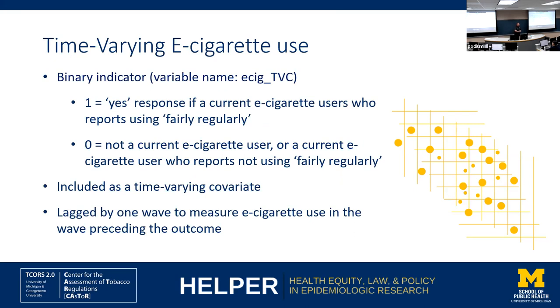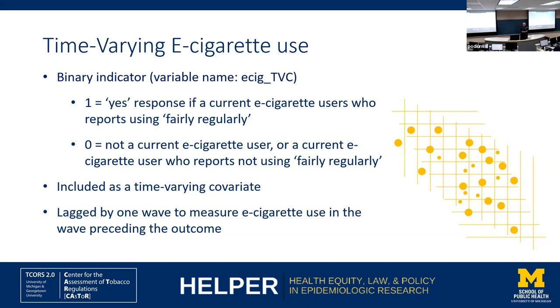The time-variant covariate I'm going to use is e-cigarette use. I'm just going to show you how to make the time-variant covariate. It's a binary indicator. It's a yes if they report current e-cigarette use and report using fairly regularly, and zero if they don't. So if you have people who say they use e-cigarettes currently, but not fairly regularly, they'll get coded as a zero, right? And the reason I'm showing you this is to allow it to vary over time for the purpose of this example. People's e-cigarette use does change over time. But I'm not looking at intensity of e-cigarette use, right? So again, you might think about discrediting the results of my example because of other variables. This is just a binary indicator, yes or no.